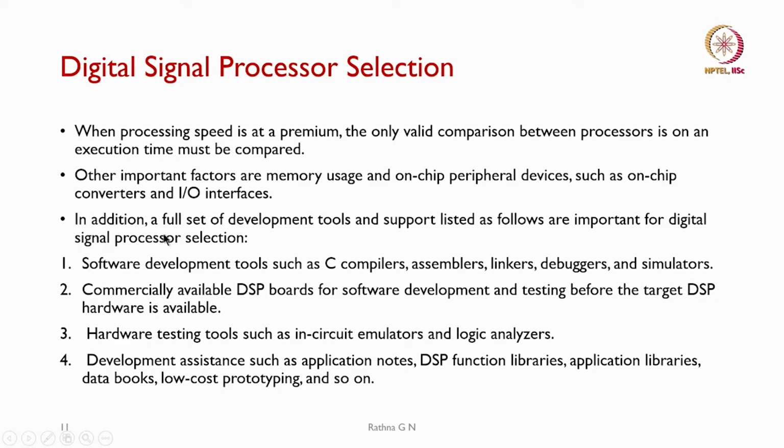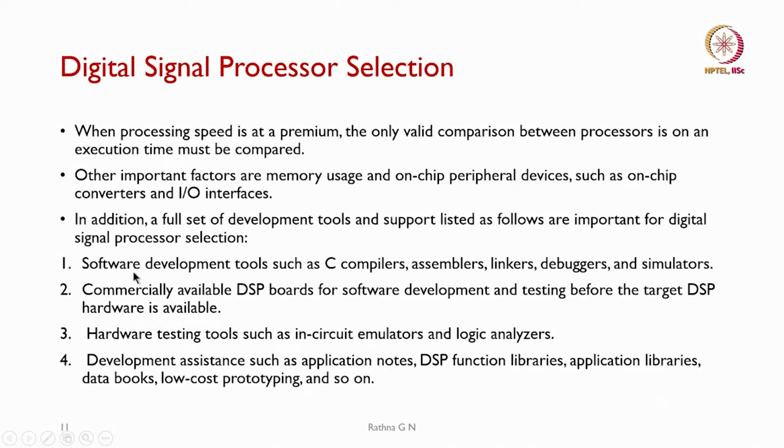Next one, in addition to this, we need a full set of development tools and support. Listed as follows are important for a digital signal processor. Why do we need the tools? Because we are in the development stage. We have to see that our algorithm is going to run, our application is met, and all the testing is done. So, these are the capabilities that development tools should have.